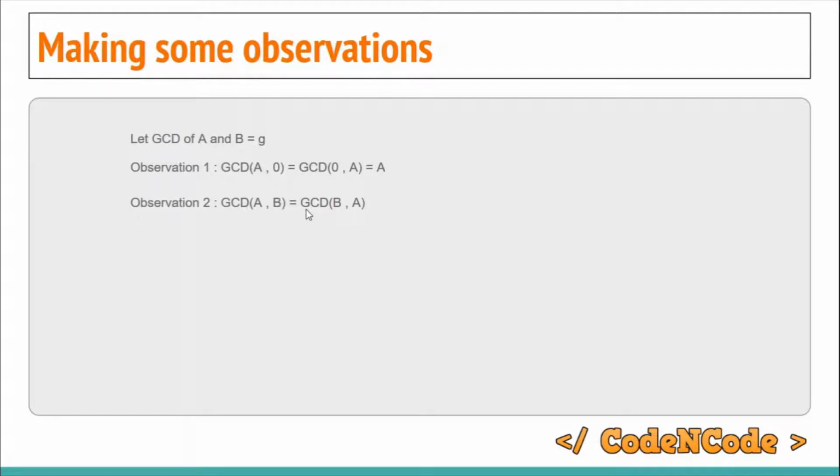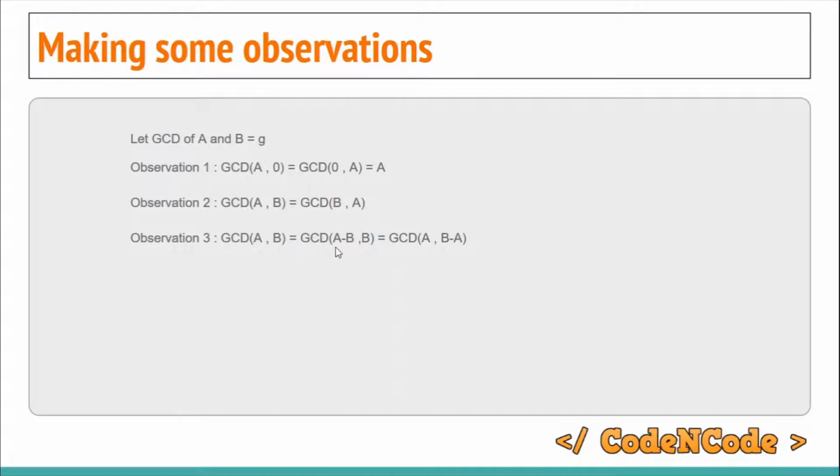So GCD of A, B is equal to GCD of B, A. Don't have to prove it again. This one is important. The third observation says that GCD of A, B is equal to GCD of A minus B, B, or that is equal to GCD of A, B minus A. The same goes for addition also, but I'm not writing addition, just subtraction, because this is what we are going to use to prove the algorithm, the Euclid division algorithm.